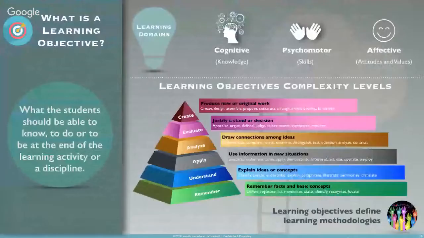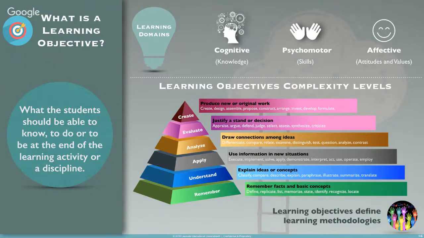Okay, everyone, let's talk about our starting point, the point where everything begins when it comes to academic documentation: the learning objectives. What is a learning objective? The definition of a learning objective is what students should be able to do, to be, or to know at the end of a learning session, a learning experience, or a discipline.